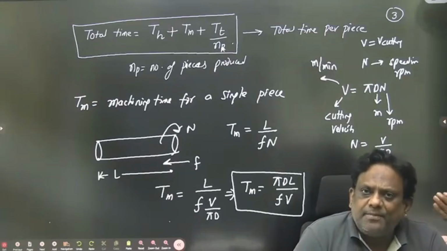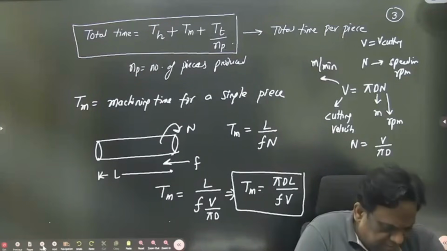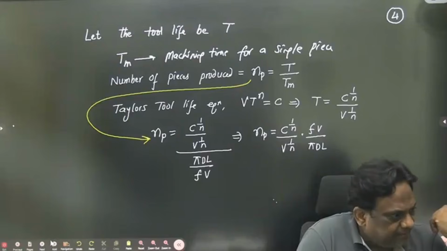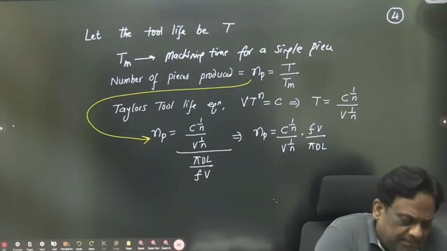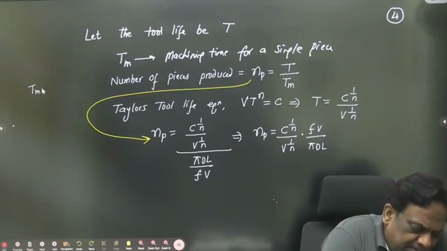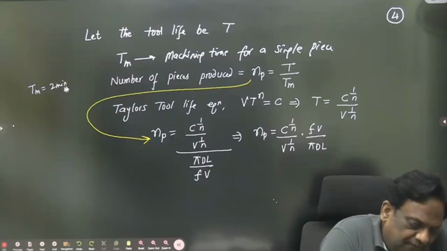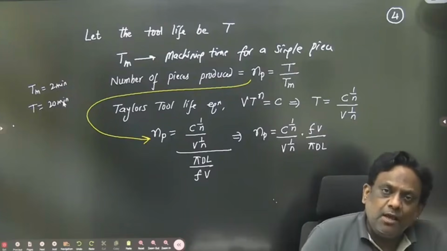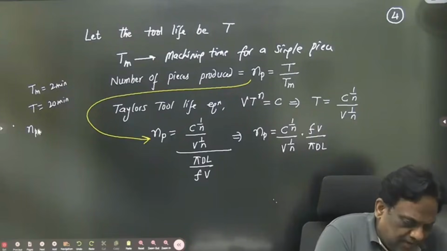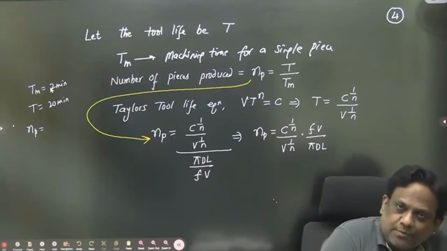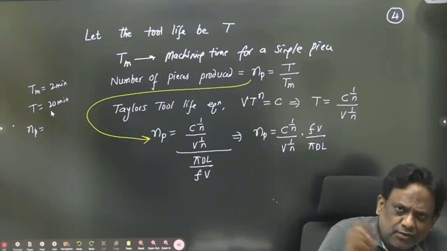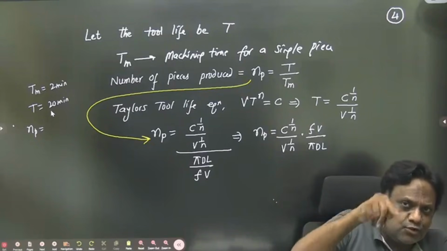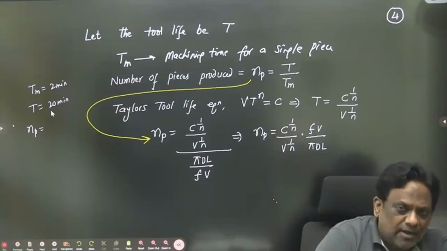What is Np? Number of pieces that you are producing before changing the tool. And I explained very clearly. For example, each piece machining time is 2 minutes, and if tool life is 20 minutes, how many pieces are you manufacturing before changing the tool? Each piece cutting time is 2 minutes, the tool life is 20, after 20 minutes you are changing. Means in 20 minutes, for one piece it is 2 minutes, so you are manufacturing 10 pieces.